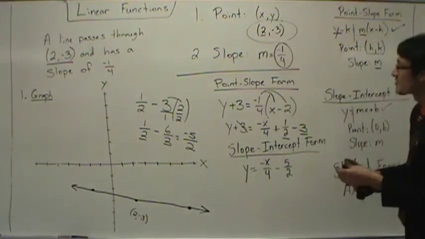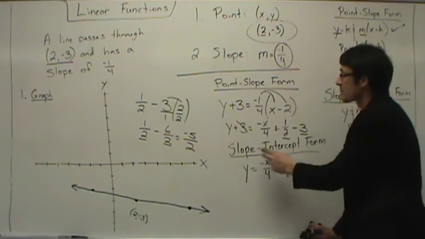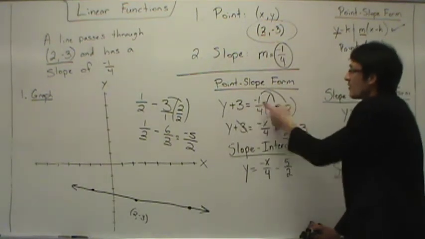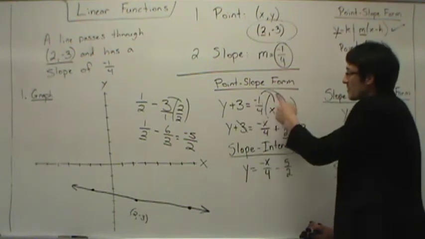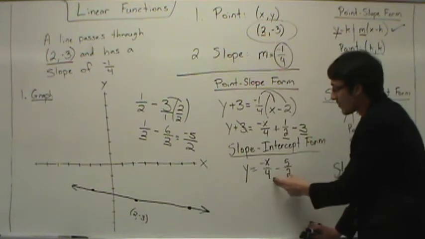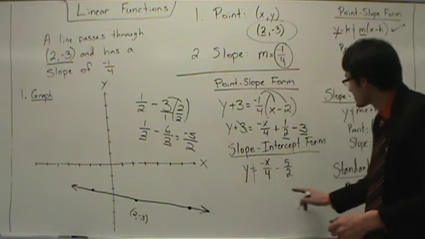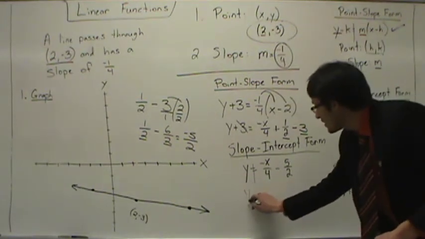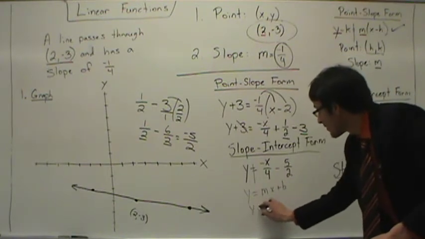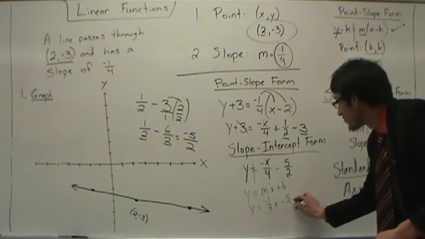What happened? Okay, so let's recap. To get from point-slope form to slope-intercept, what did we do? We got y by itself. We moved the 3 to the other side. Before we did that, though, we had to first distribute. So we distributed the 1/4, and then we moved the 3 to the other side and combined. So we end up with y equals. Notice that y is by itself on the left side of the equality, and we have y equals mx plus b. To be more specific, you're looking at y equals -1/4 x minus 5 over 2.